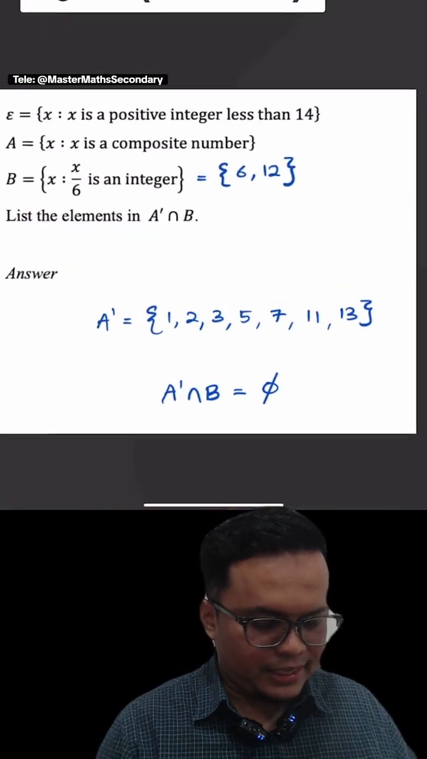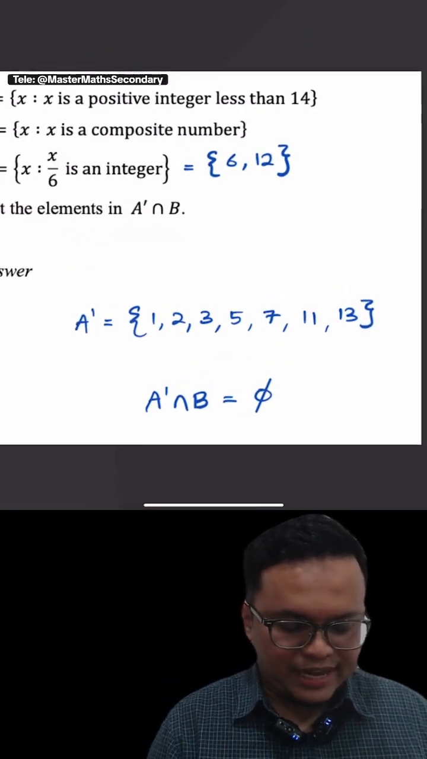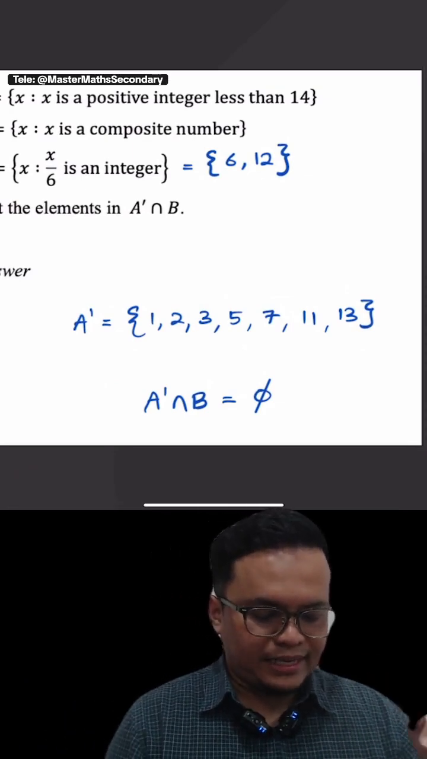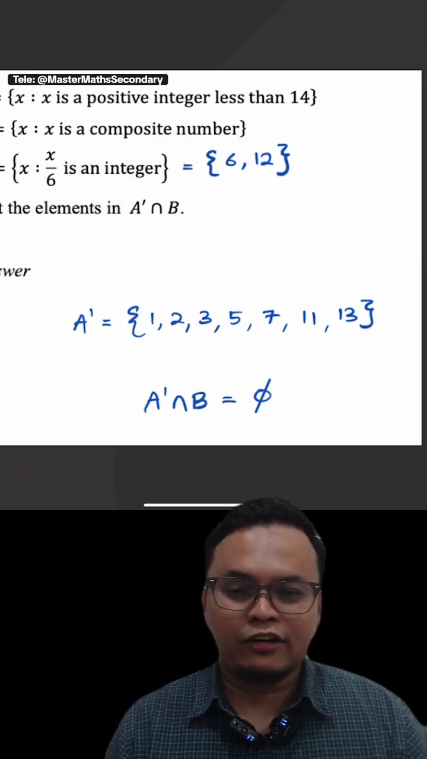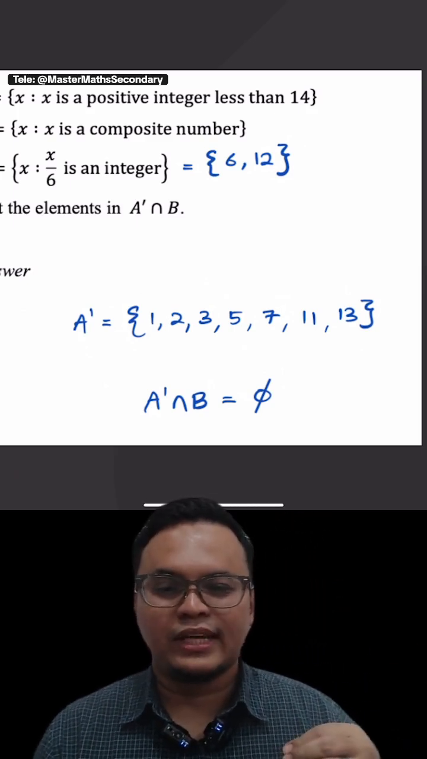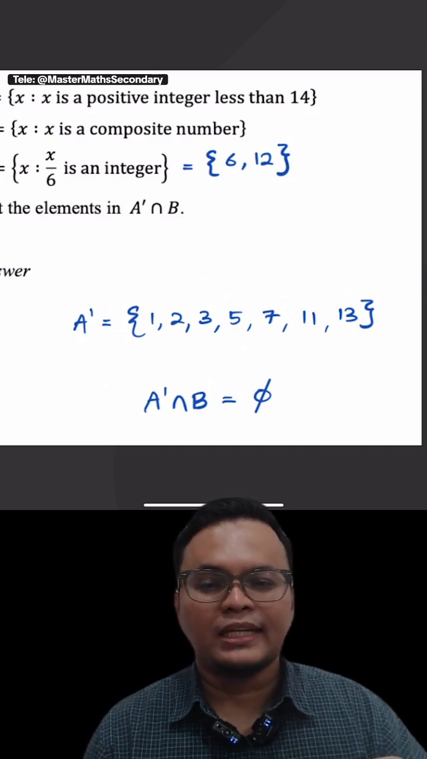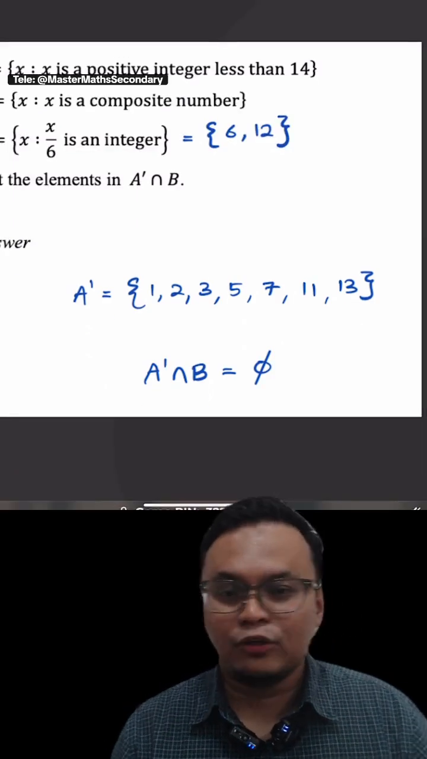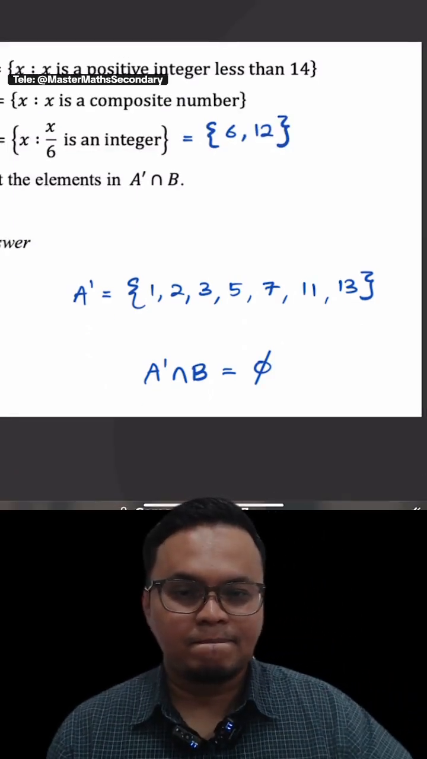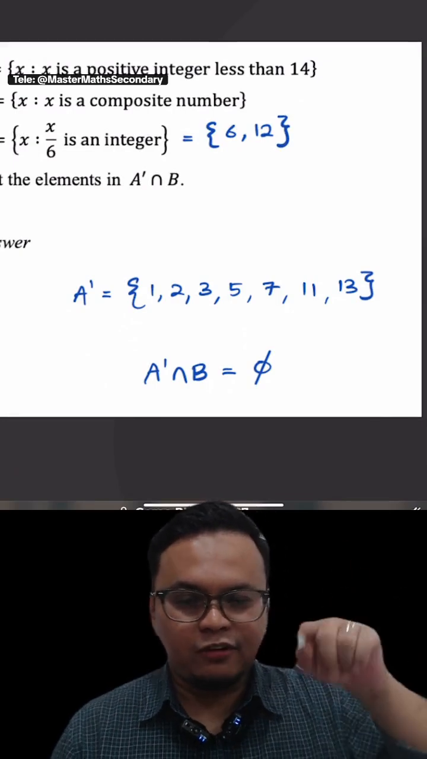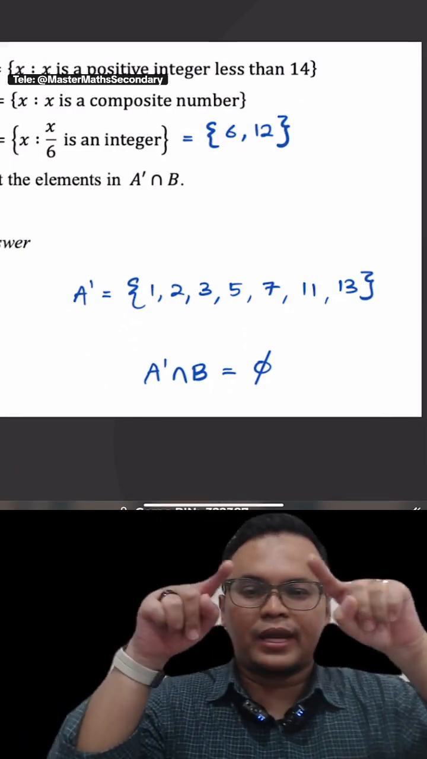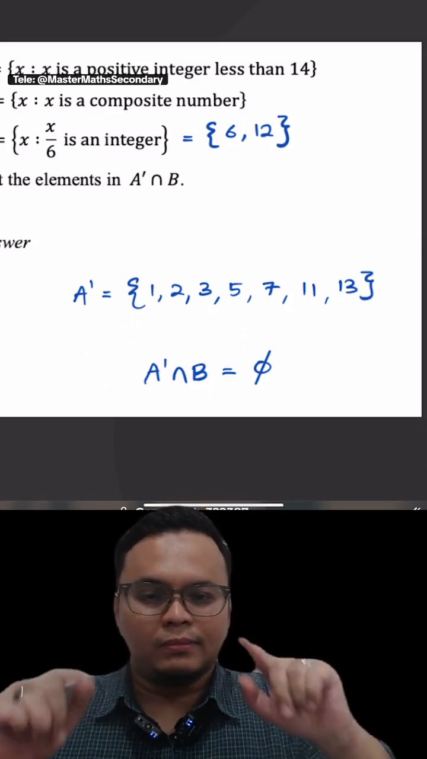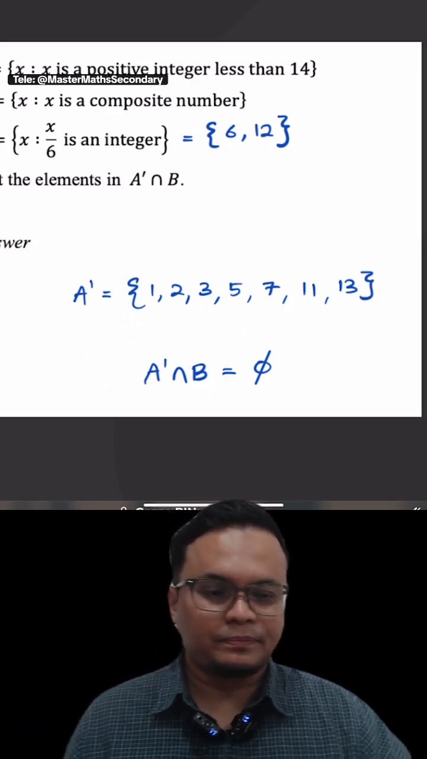They are in A complement. Just now we did A complement already. They are not found inside A complement. So you cannot find common elements in these 2 sets, B as well as A complement. Since there are no common elements, therefore this is an empty set. There are no elements here. So you can use that phi, or sometimes we just open up the curly brackets and close the curly brackets. That's another way to represent your empty set or your null set.